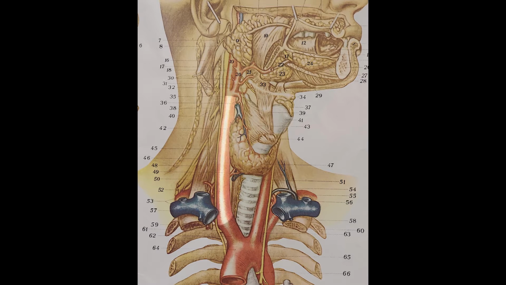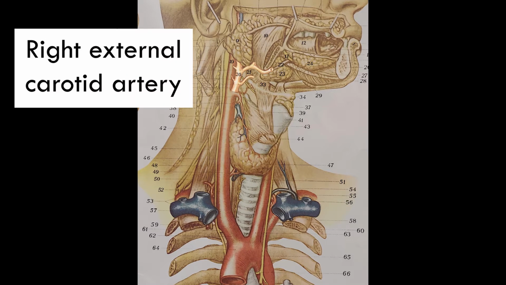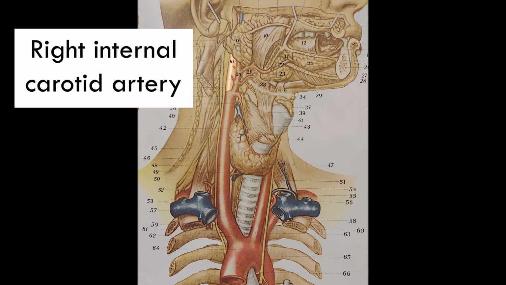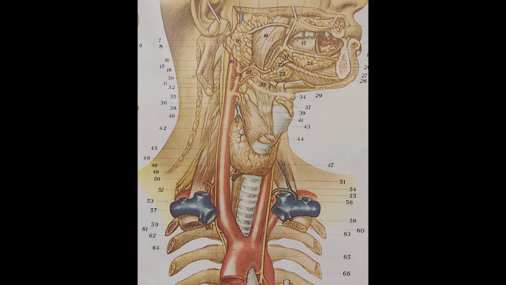Okay, so the common carotid artery branches into, in this case it's the right common carotid artery branching into the right external carotid artery and the right internal carotid artery. And we of course can't see that happening on the left side, but we do have a model where we can see that.